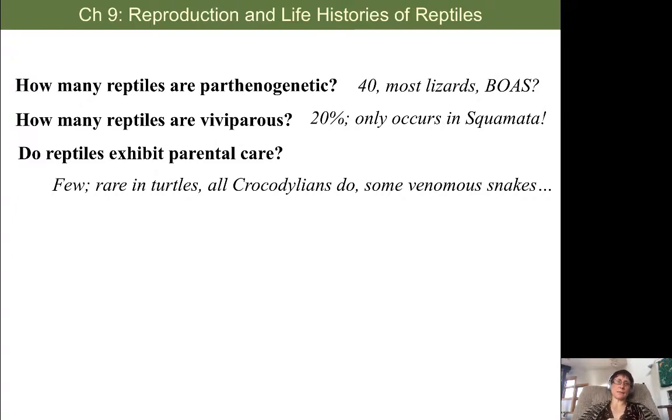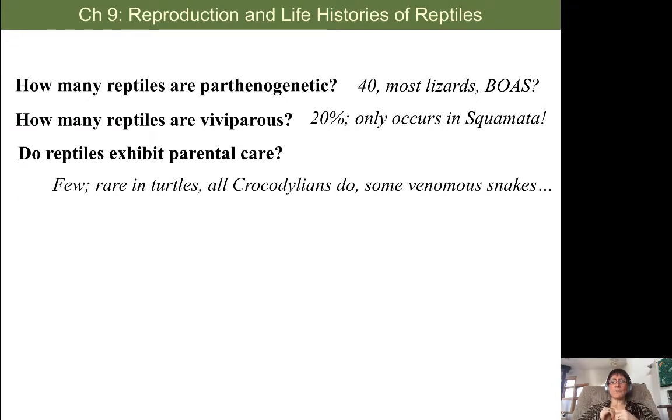Crocodilians famously exhibit this, right? They build these elaborate nests. When the eggs hatch, they go and take the hatchlings out of the nest. They carry them around in their mouths or on their backs. They take them to safety, and they'll stay with them for up to 2 years and protect them from individuals that might otherwise consume them. And then after 2 years, they're on their own.